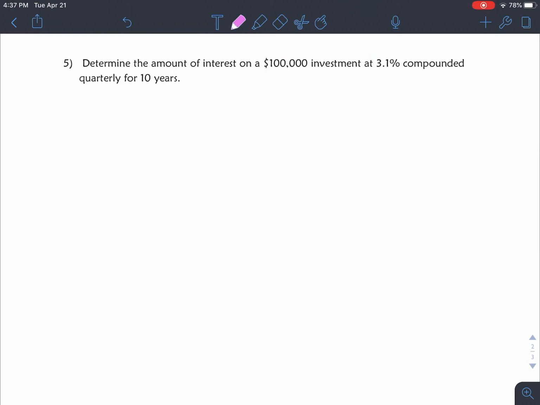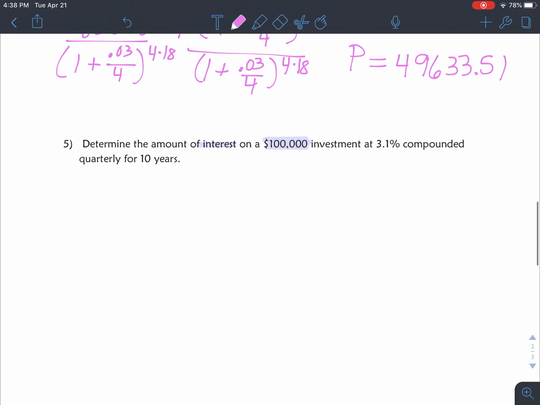All right. Final question. This is a good one. I feel like this would be a good test question. Determine the amount of interest. Okay, so we only want to know the interest. Determine the amount of interest on a $100,000 investment. So if I'm investing, that means I'm depositing at a 3.1%, so that's my rate, compounded quarterly for 10 years. So I still need to figure out my final amount.